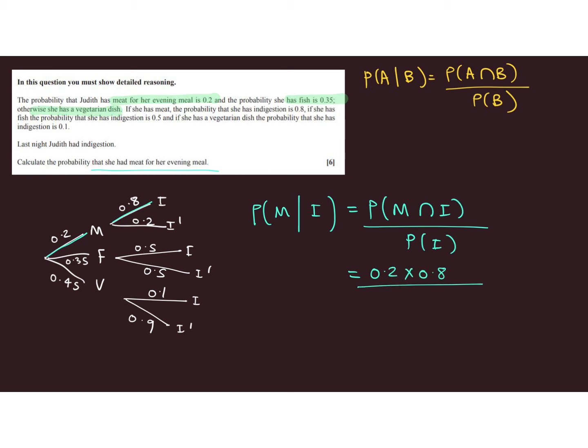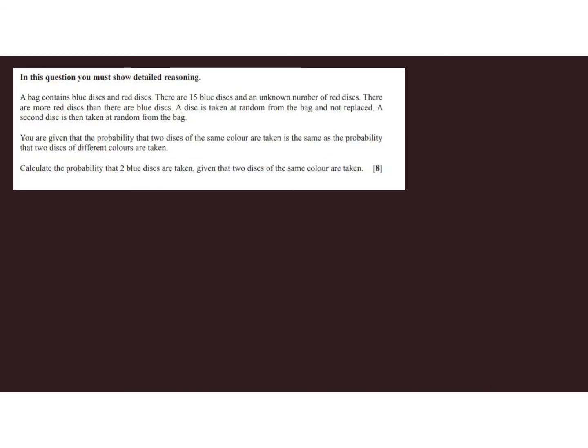Now, the probability of indigestion, this is interesting. We have to look at every possible path that results in indigestion. So that's this path, and this path here. So that is 0.2 multiplied by 0.8. Add 0.35 multiplied by 0.5. Add 0.45 multiplied by 0.1. And this works out to be 8/19 or 0.421... So let's have a look at the next question.